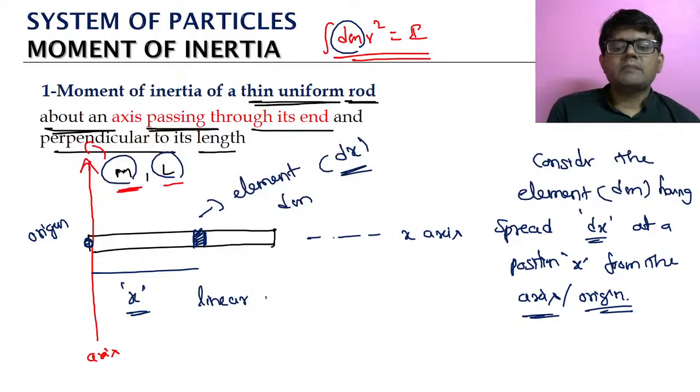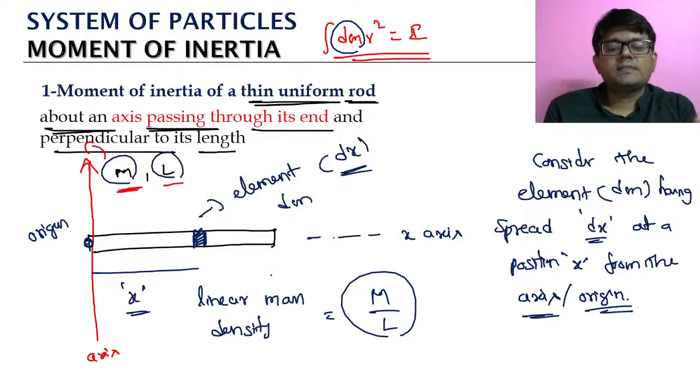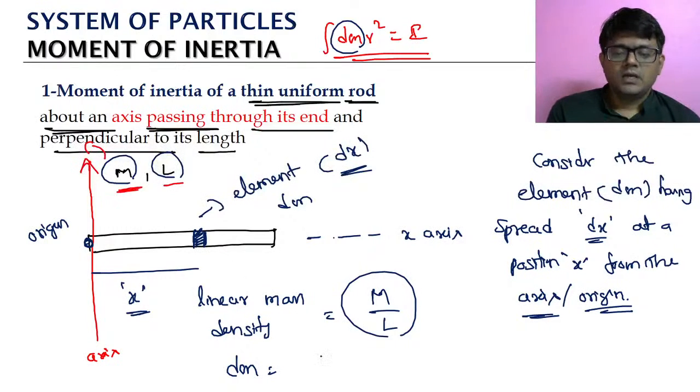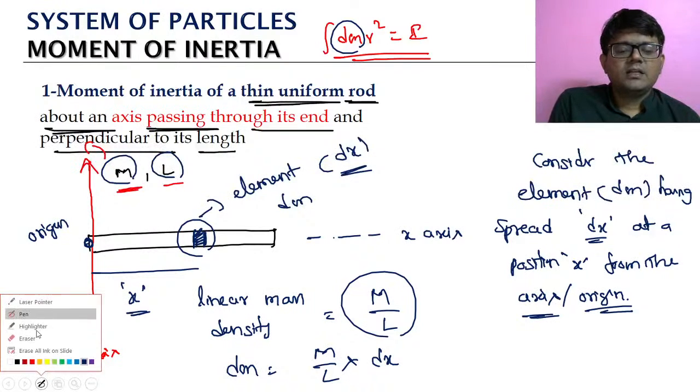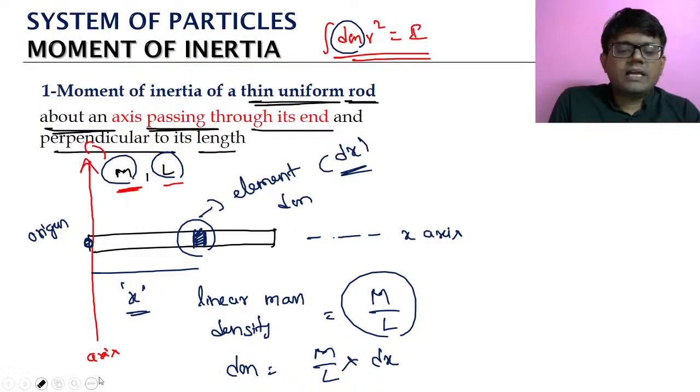So what is the linear mass density for a 1D object like the rod? Assuming mass is only along the x axis, one dimension, we can define the linear mass density, which is mass by length. It is a uniform rod, which means the mass density will be the same throughout the length of the rod. What is this dm value, the small element of mass? It is the linear mass density of the rod, capital M by L, multiplied by the length of the small element, which is dx. So this is the dm value.